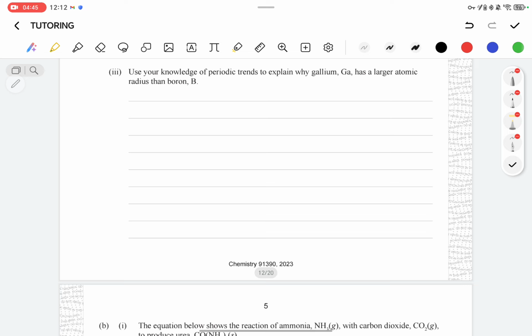So, use your knowledge of periodic trends to explain why gallium, Ga, has a larger atomic radius than boron, B. Looking at our periodic table here, we've got boron and gallium. Now these two are in the same group. Here's boron and here's gallium.